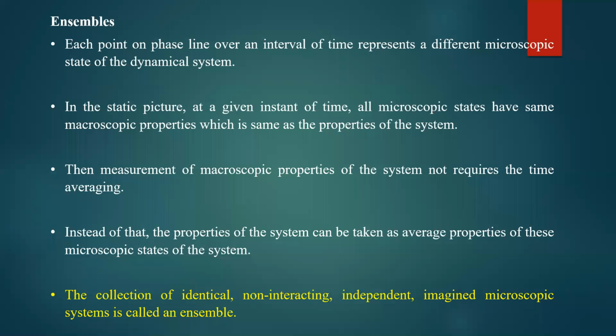As the system becomes dynamic, that is, once movement starts, each microscopic state will have different properties. Different particles can take different momentum. Because of that, different particles will have different microscopic states, and then you have to take the average of the properties of microstates. So that is in a dynamic picture.